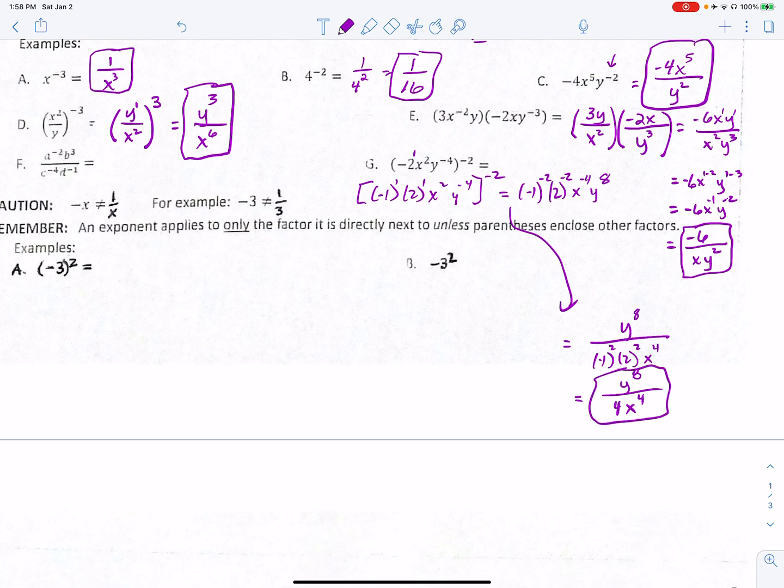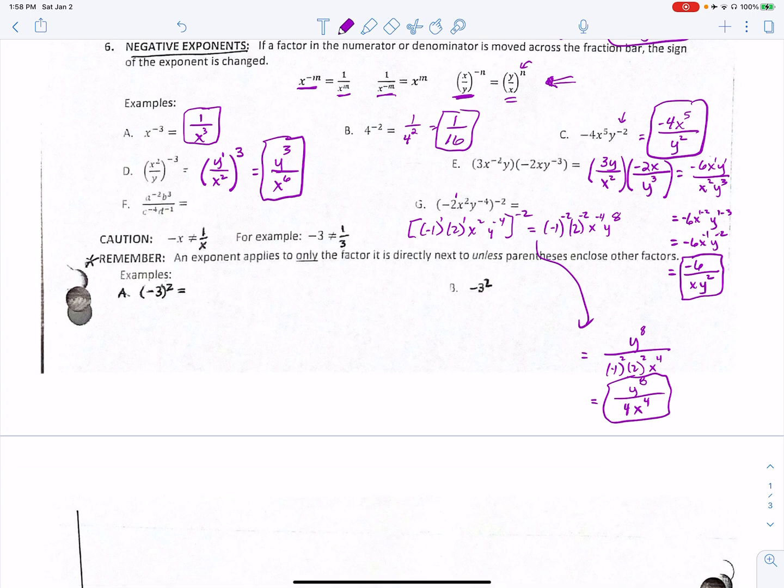So there we go. And then just 2 more here. Notice that an exponent applies to only the factor it is directly next to unless parentheses enclose other factors. So this negative 3 squared is going to be a negative 3 times a negative 3, and it's going to be a positive 9. Or I can think of it as a negative 1 times 3 squared, and that's where you get that negative 1 squared and the 3 squared. And again, negative 1 squared is positive, and you get 3 squared is 9. But that is going to be just like that.